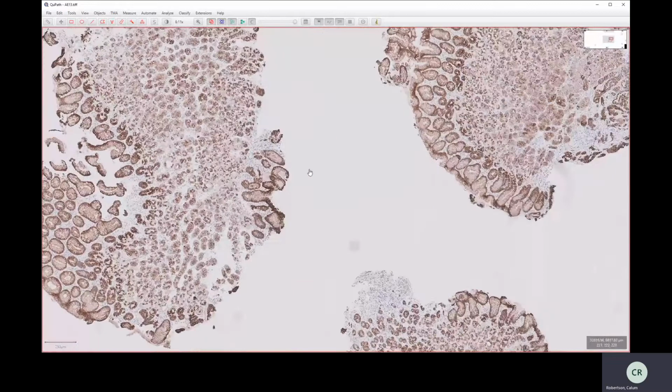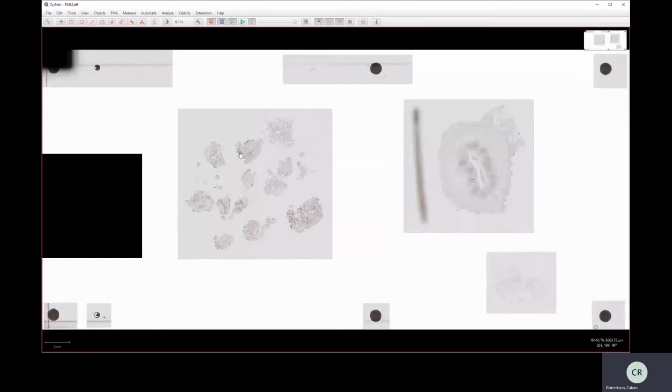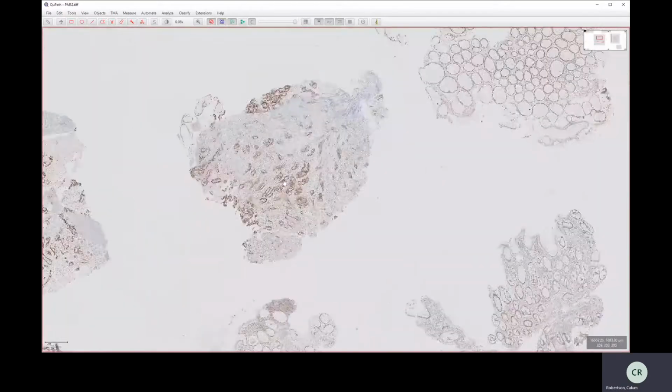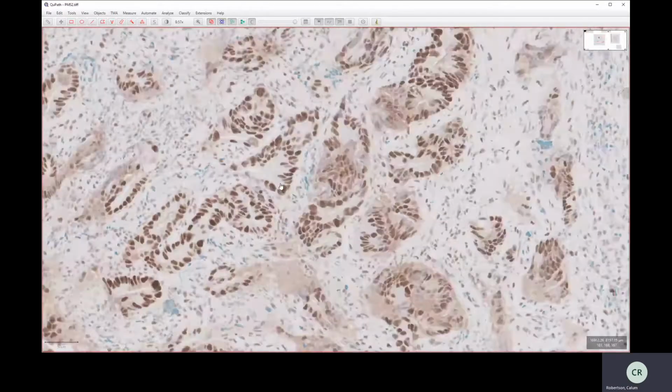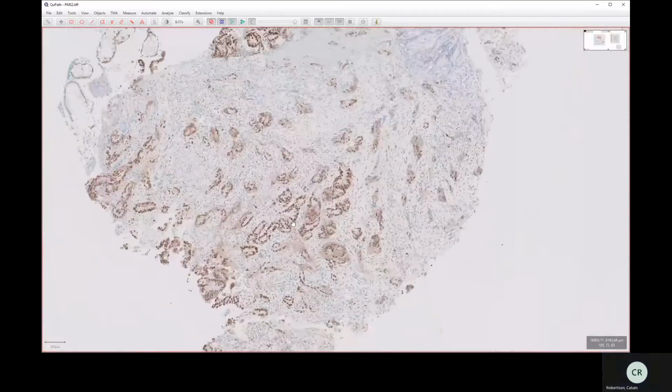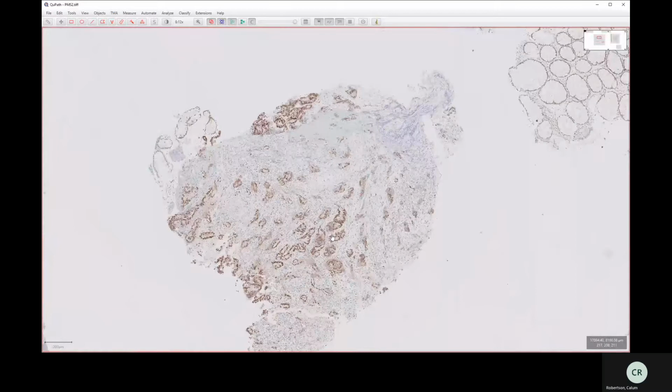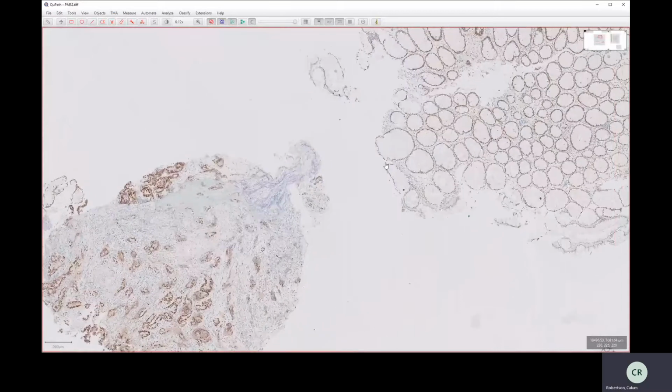So that's cytoplasmic staining. And the final type of stain is nuclear staining. So this is immunohistochemistry against PMS2, which is one of the mismatch repair proteins. And this is colon cancer, looking for this, which is used as a screen for Lynch syndrome.